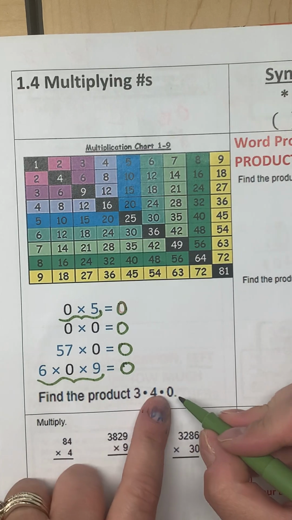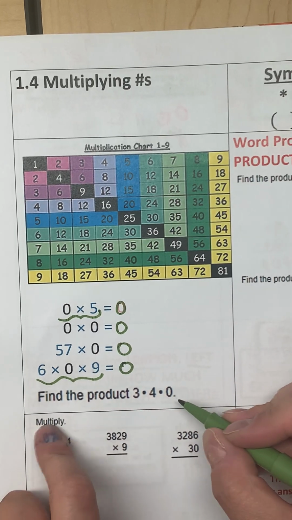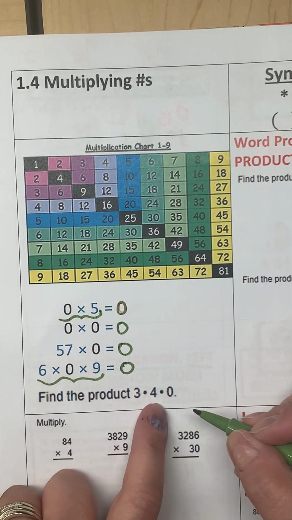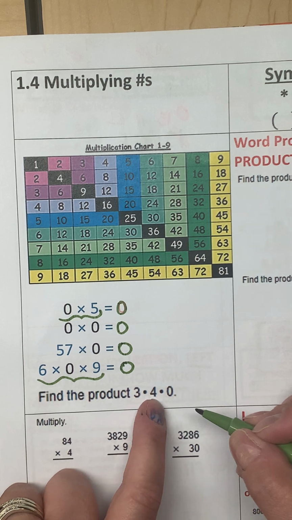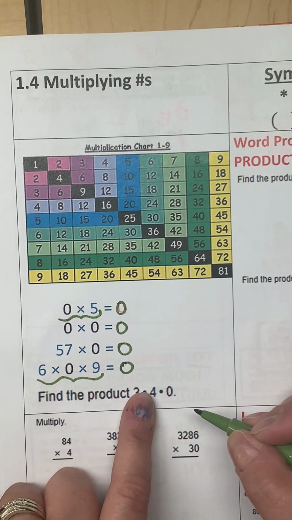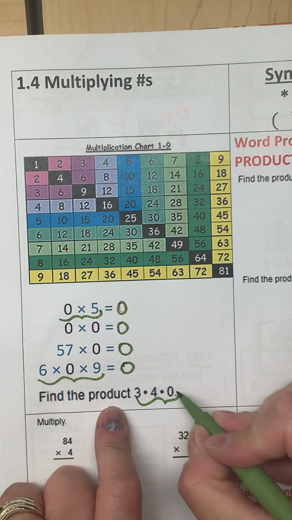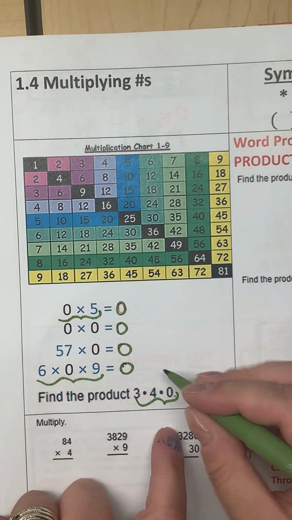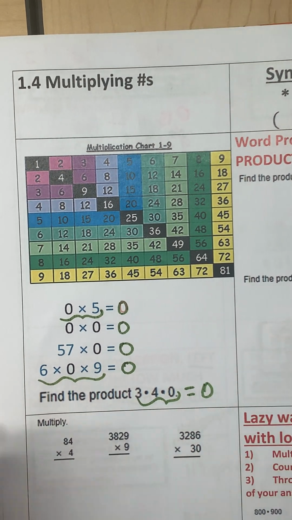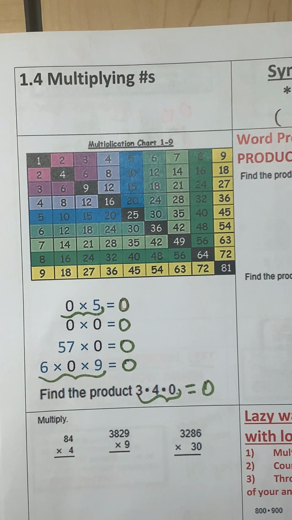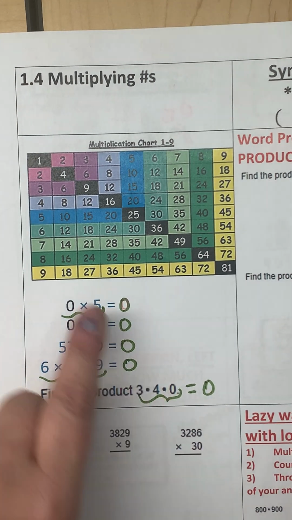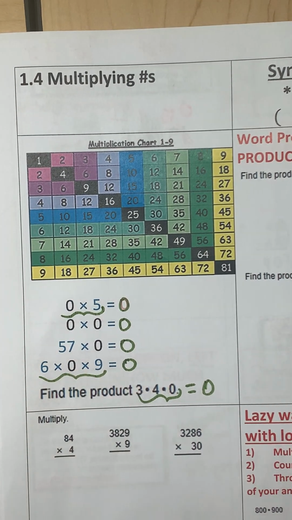And then this last one is straight from your homework. It looks like I copy and pasted it. 3 times 4, well, that's cool, that's 12, but who cares because it's times by a 0, so that would also be 0. So anytime you're multiplying by a 0, you get 0.